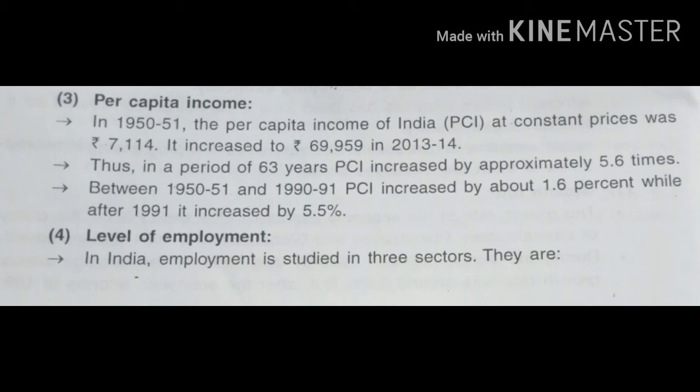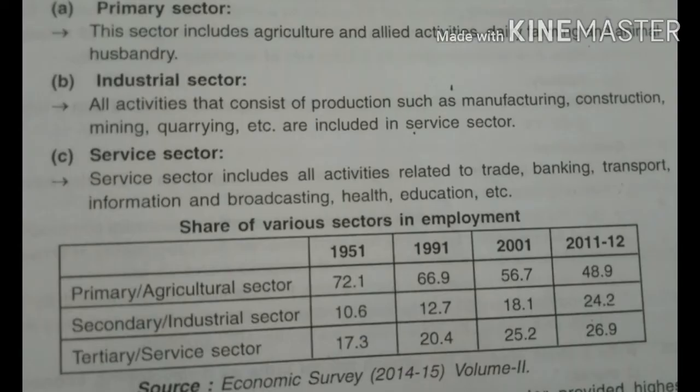Fourth is level of employment. The employment is studied in three sectors. They are primary sector, industrial sector, and service sector. The primary sector includes agriculture and allied activities, dairy farming, and animal husbandry. Second is industrial sector. All activities that consist of production such as manufacturing, constructing, mining, quarrying, etc. are included in industrial sector.